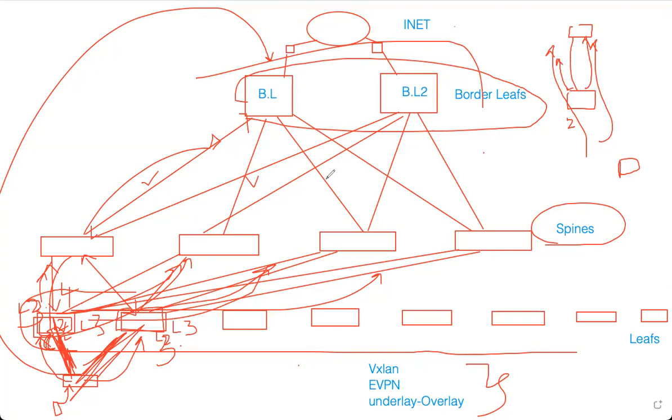I don't want to confuse you guys by talking more about this topic, but for your understanding, I'm just talking about the spine and leaf architecture. It is not part of the CCNA syllabus at all.